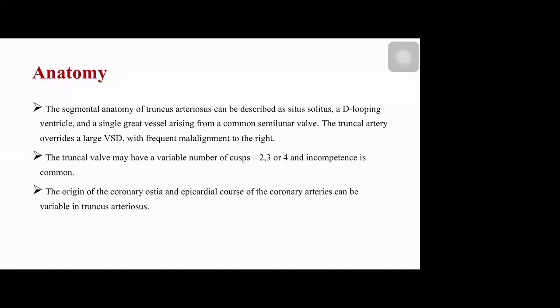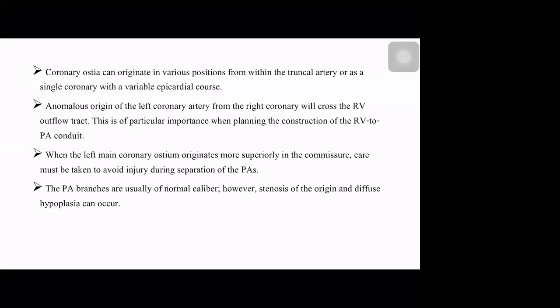Now, another very important aspect of the anatomy is the location of the coronaries, because the surgical plan of management will definitely change according to the orientation of the origin of coronary arteries and their anatomy, their courses. The origin of the coronary ostia and the epicardial course of the coronary arteries can be variable in truncus arteriosus. Then what are these variables?